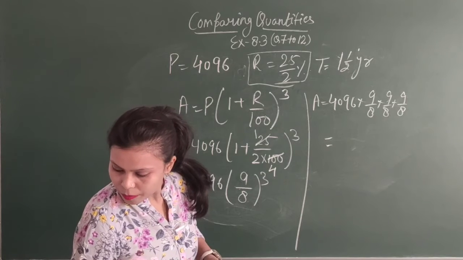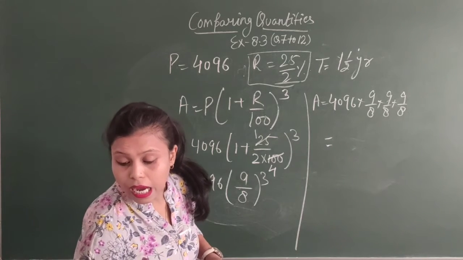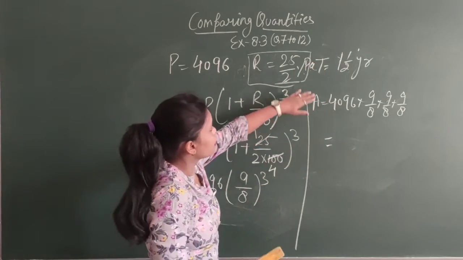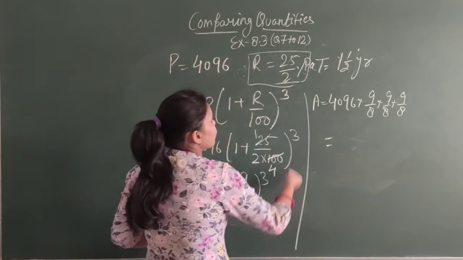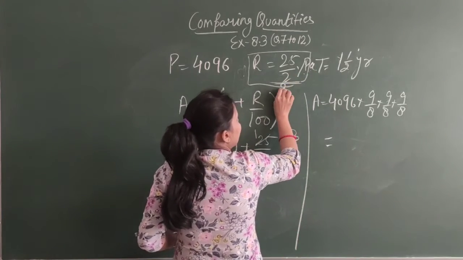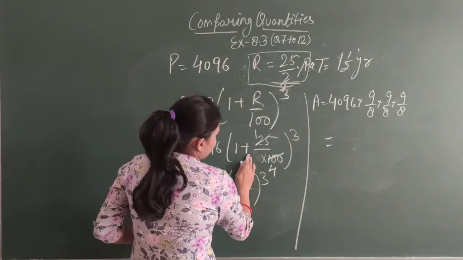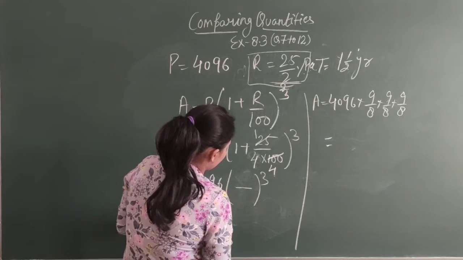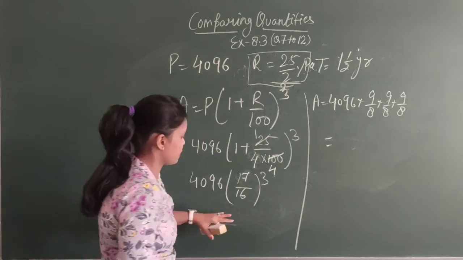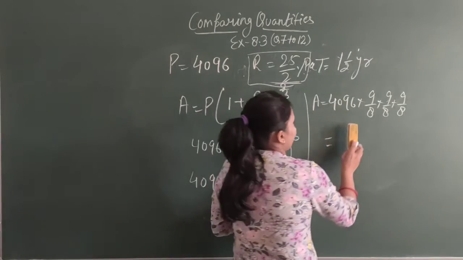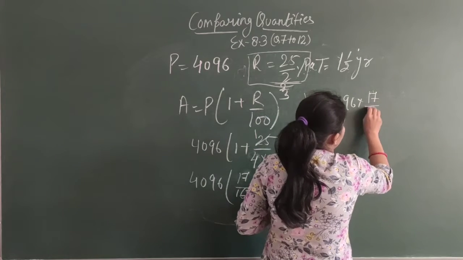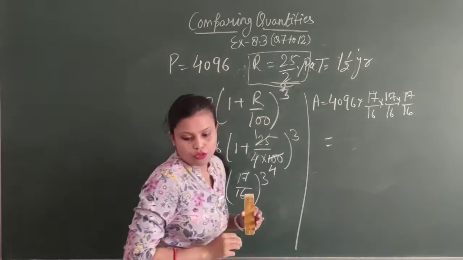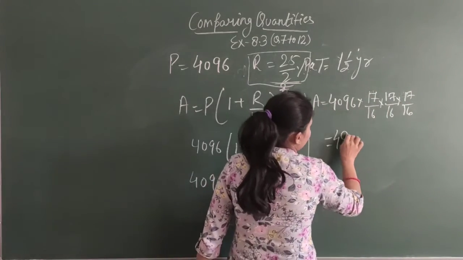I think we have made a mistake. This is given as 12.5 per annum. This is given as per annum. So if this is given as per annum, what will we do? We will halve it. So on halving, we will get 4 here, 4 4s are 16, and on that we will get 17 by 16, and the amount will change. So after solving, we will get 4,913 rupees.